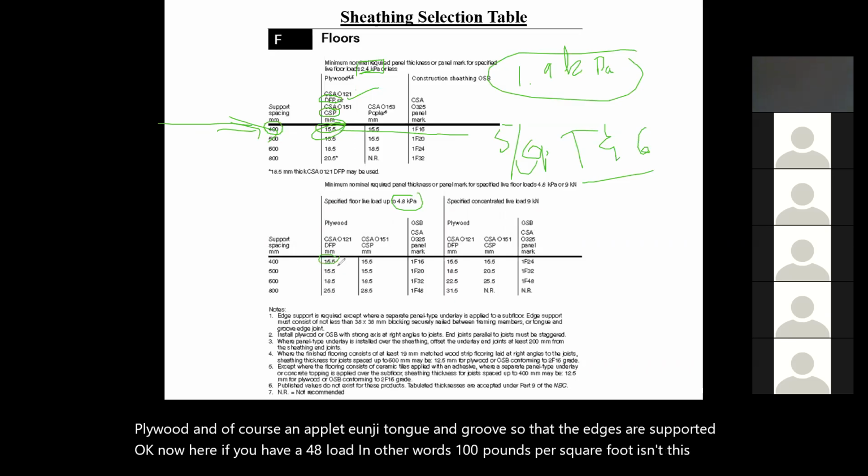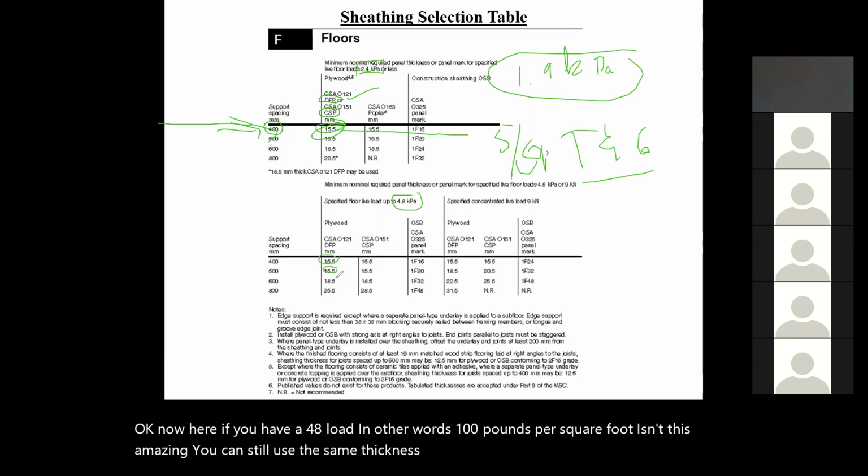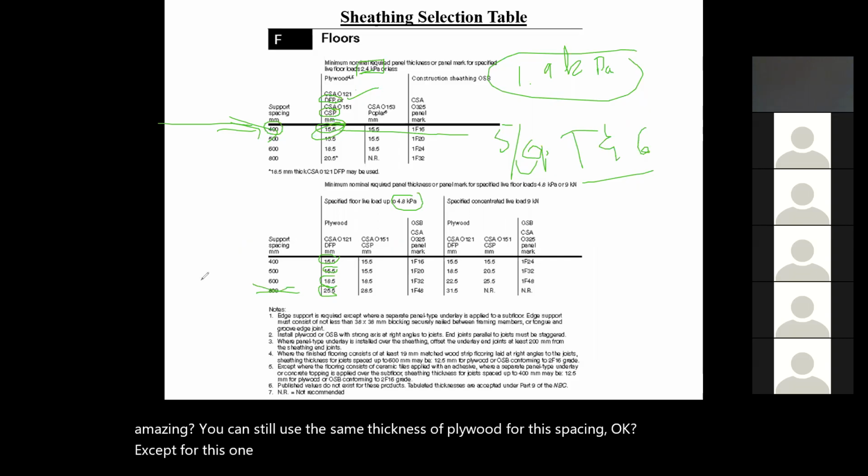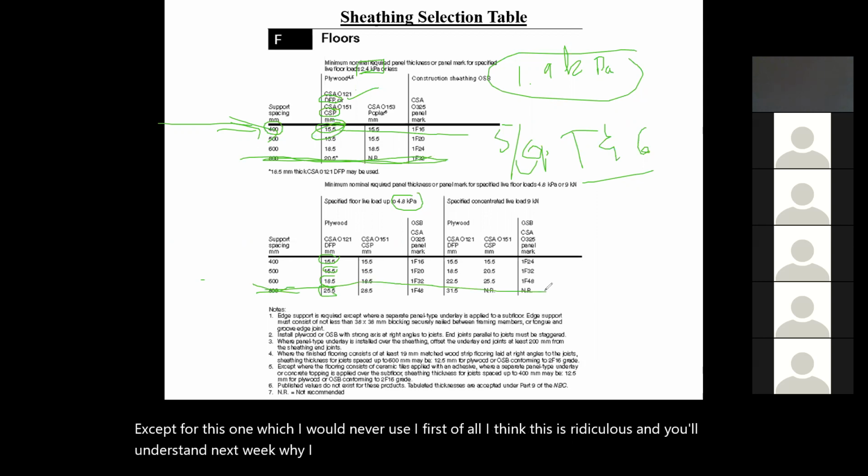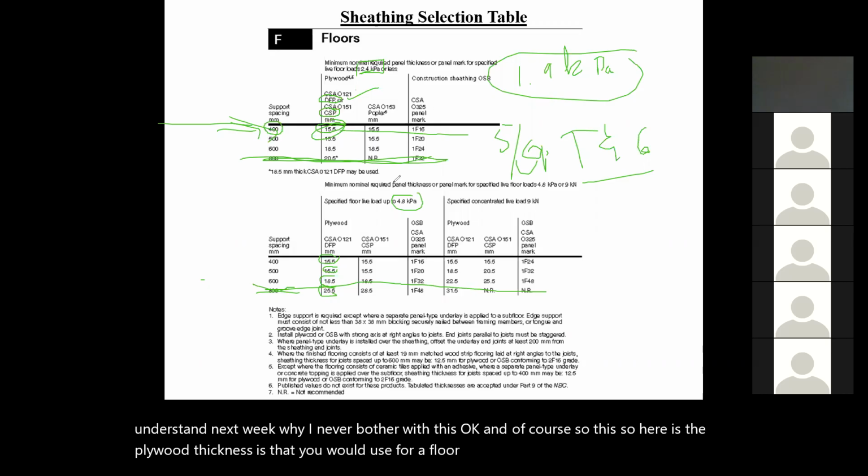You can still use the same thickness of plywood for this spacing, except for this one, which I would never use. First of all, I think this is ridiculous, and you'll understand next week why. I never bother with this. And of course, here is the plywood thicknesses that you would use for a floor. So they're saying don't use 1/2 inch for a floor. Use at least 5/8 of an inch.